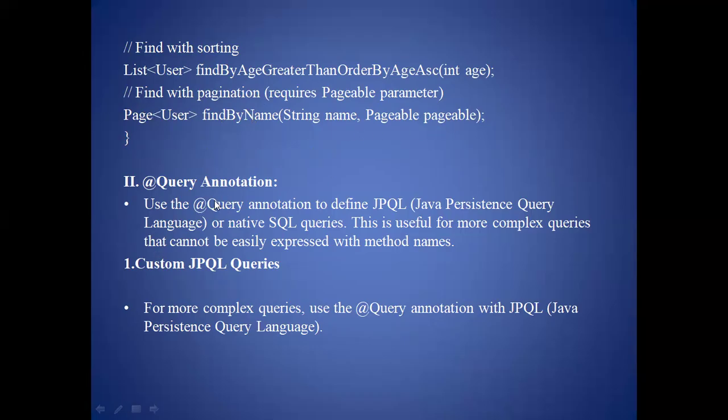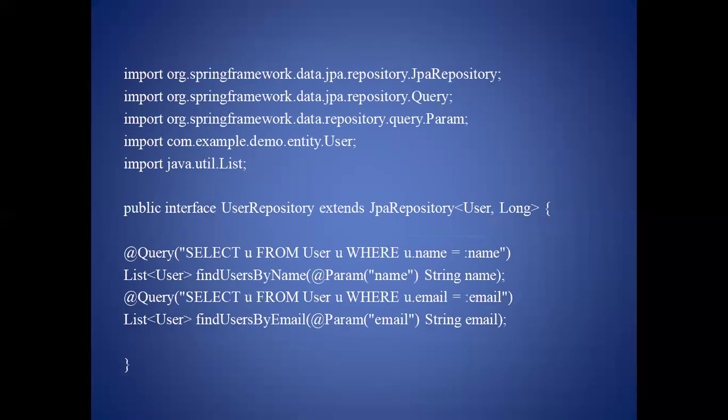The @Query annotation is another type of query method. The @Query annotation uses JPQL, which is nothing but Java Persistence Query Language, or a native SQL query. This is useful for more complex queries that cannot be easily expressed with method names. So we go for the @Query annotation for complex queries. For custom queries, we use JPQL. For more complex queries, the @Query annotation can be used with JPQL.